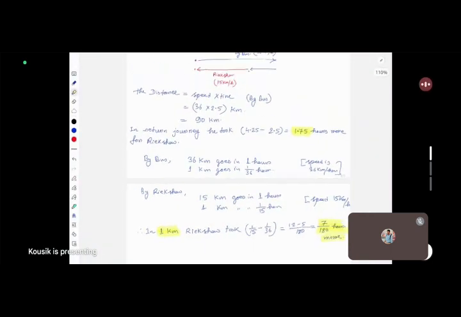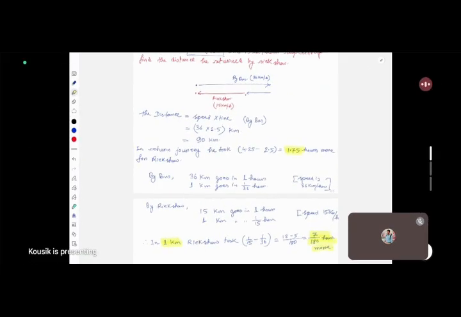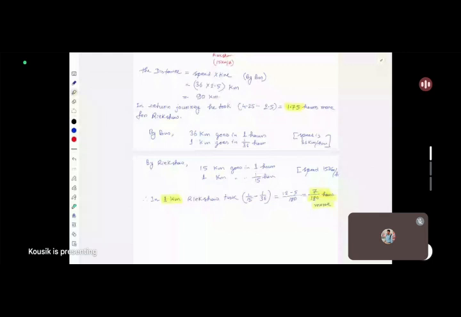দেখো, now I start the unitary method. Is it clear what I describe here? Overall the rickshaw took 1.75 hours extra, but in 1 kilometer the rickshaw took 7 by 180 hours extra. So by unitary method we can find what was the distance covered by rickshaw.